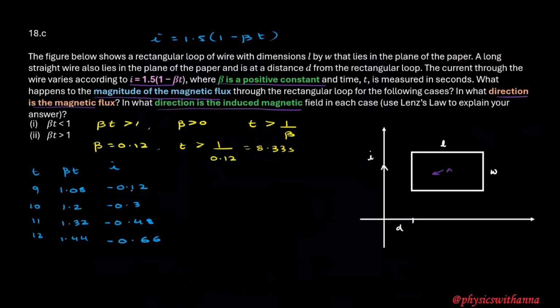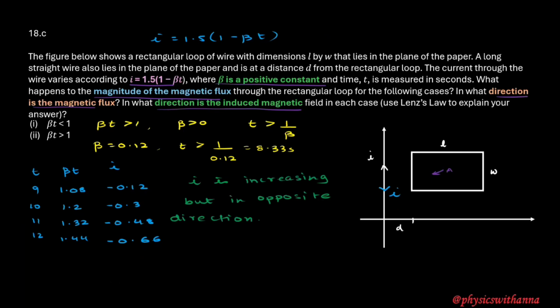So you will notice here that the current has changed its direction. It has become negative now. It is negative, but it is still increasing. That means when beta t is greater than 1, current has reversed its direction and it is increasing in magnitude. So instead of going up, right now my current is going down like this. It has reversed its direction, but it is increasing. So I say that I is increasing, but in opposite direction.